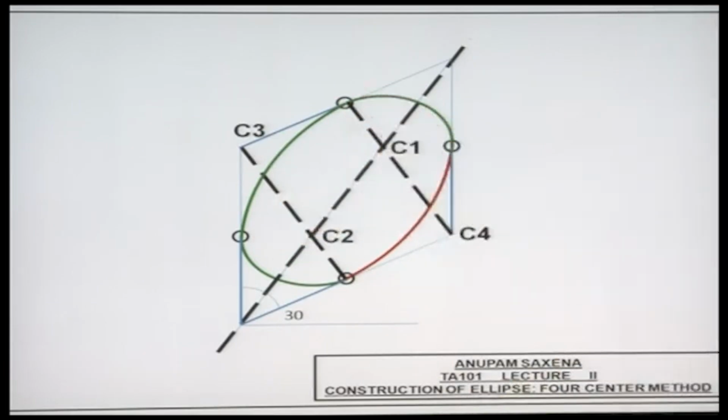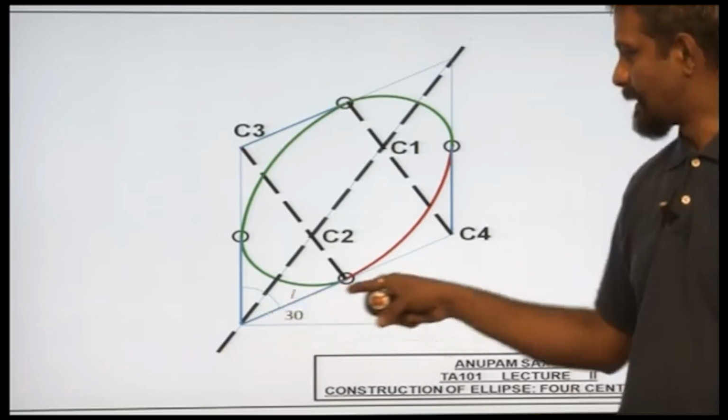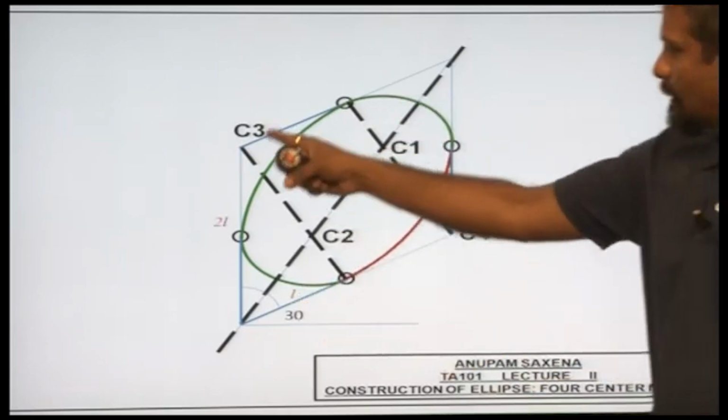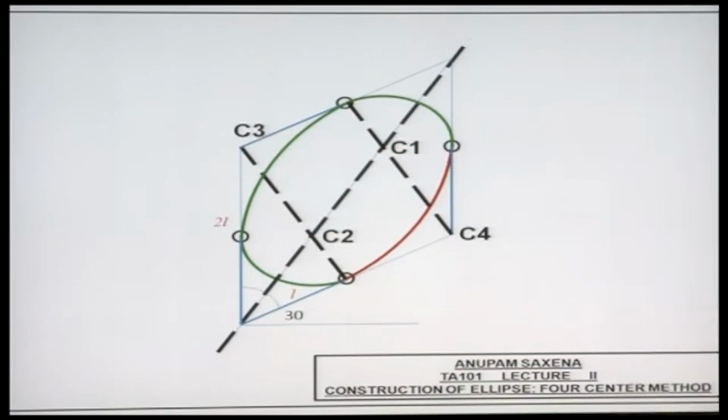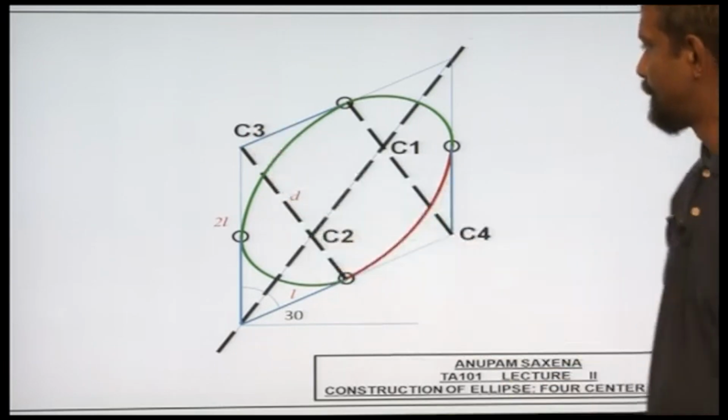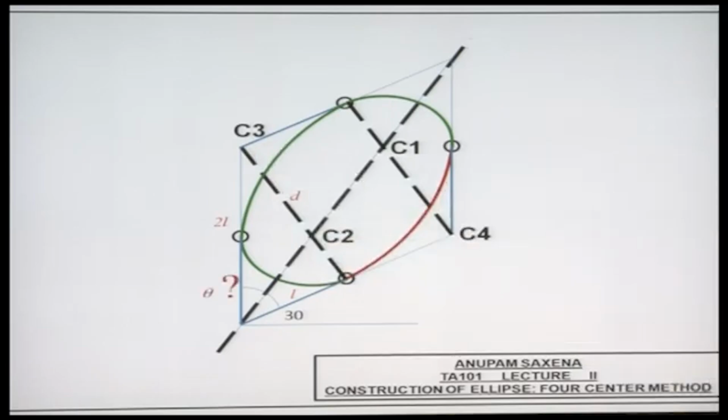Now let's try to figure something out here. So this length is, let's say, L. As I said, this is a rhombus, so this length is 2L. Let's assume that this distance is d. Now what is this angle theta here?